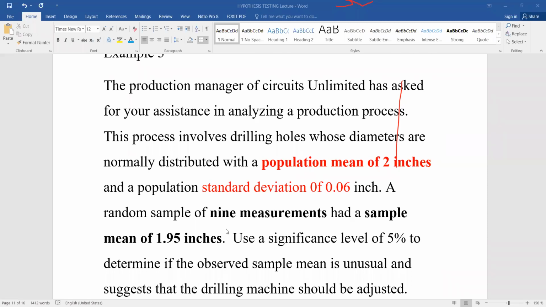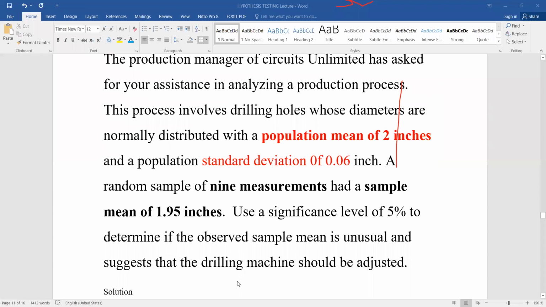A random sample of 9 measurements. What is 9 measurements equal to? Not sigma, n. So n is 9. It had a sample mean of 1.95. What is that? X bar. Use a 5% level of significance to determine if the observed sample mean is unusual, and suggest that the drilling machine should be adjusted.